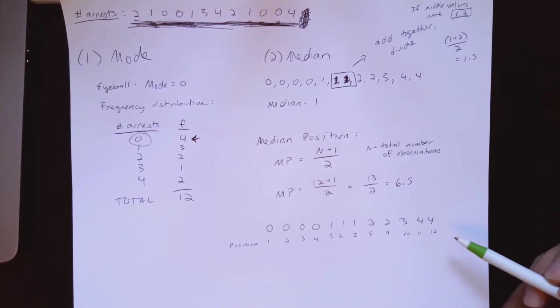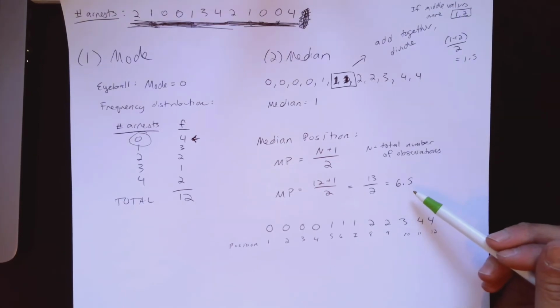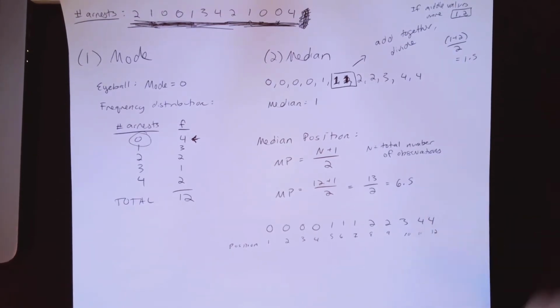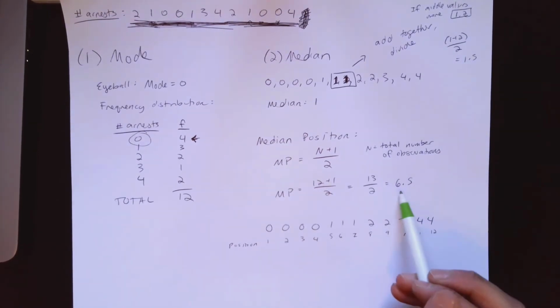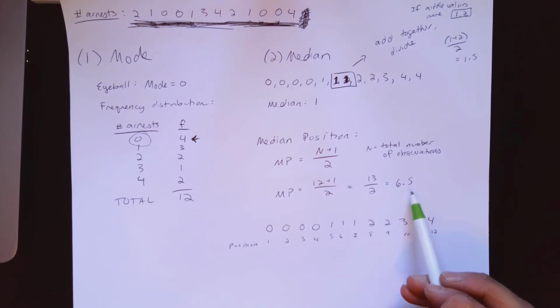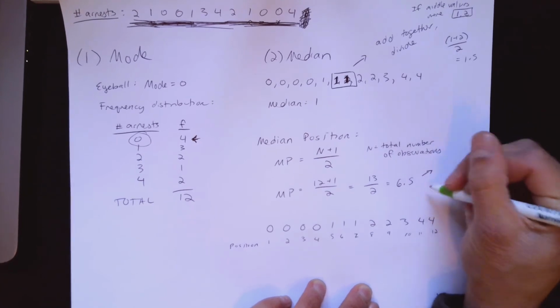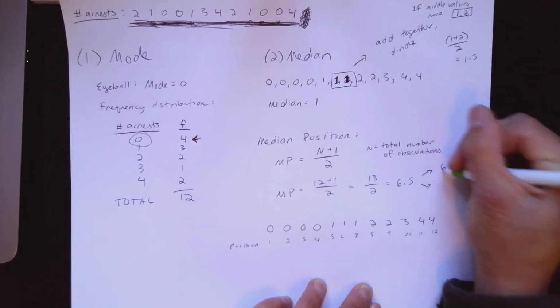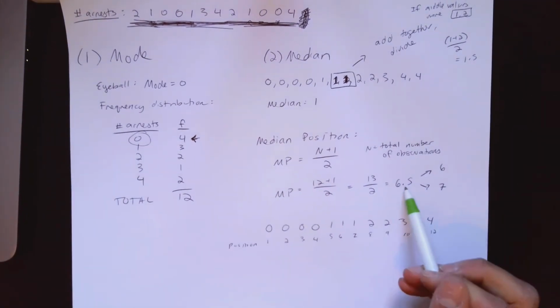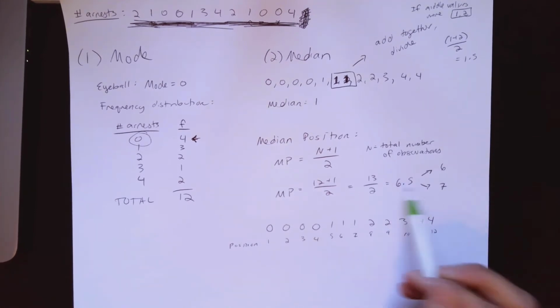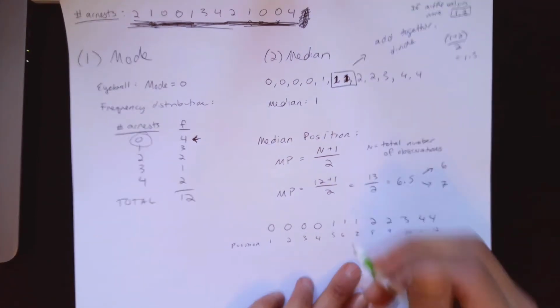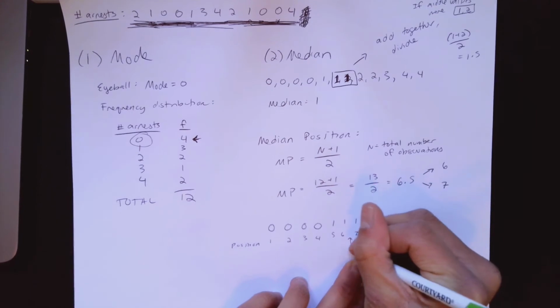The median position tells you where you find the median. So here we have a median position of 6.5. If you ever have a 0.5 in your median position, what you want to do is look at the numbers that are on either side of it. So here, with 6.5, we have 6 on one side, and then we have 7 on the other side. So 6.5 fits right in here, in between 6 and 7.